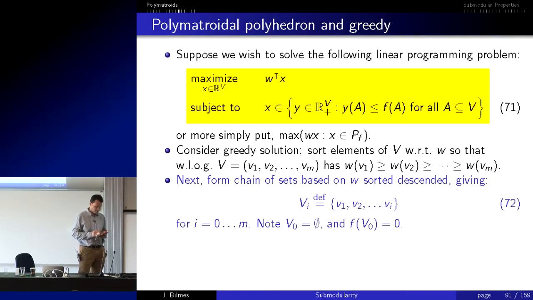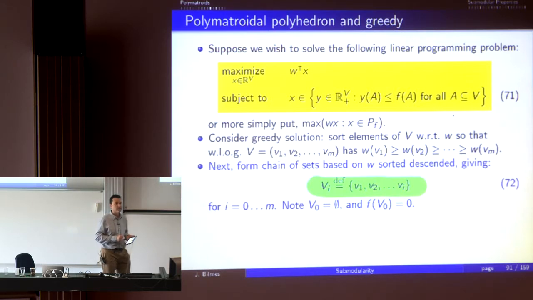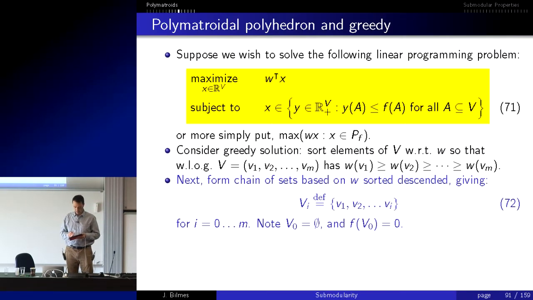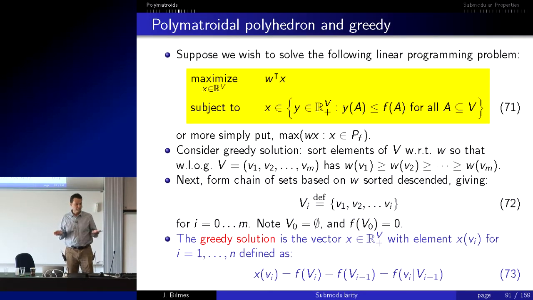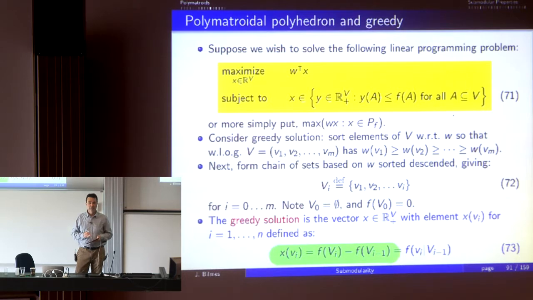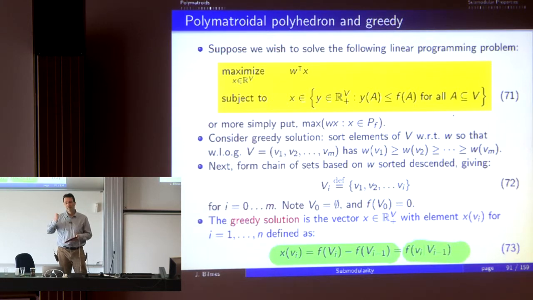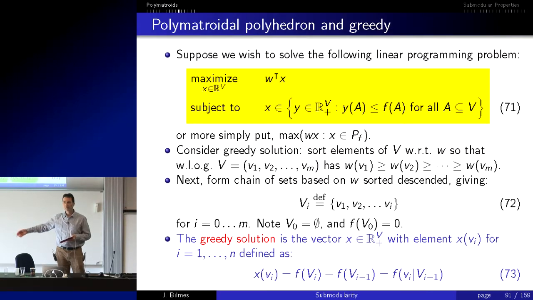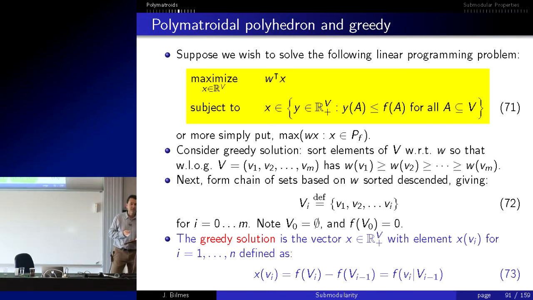And so we define a chain. So Vi is the first i elements according to that order. Then we define a vector based on this thing that I said before, where the ith element of the vector gets valuation based on the difference of the submodular valuations on successive elements in that chain. Or in other words, it's just the conditional submodularities. It's f of Vi given everything that came before it in the ordering. So it's order n valuations of the submodular function.